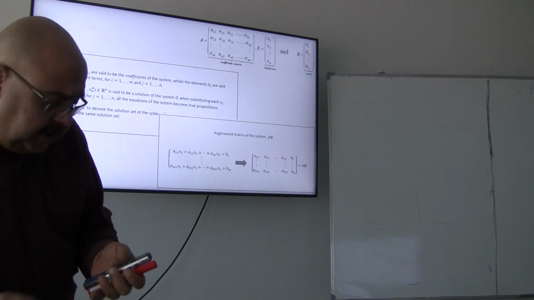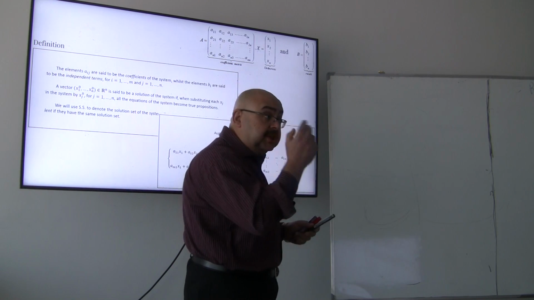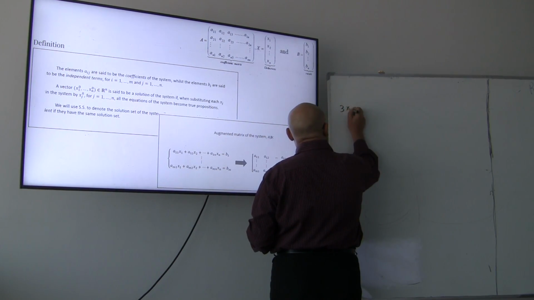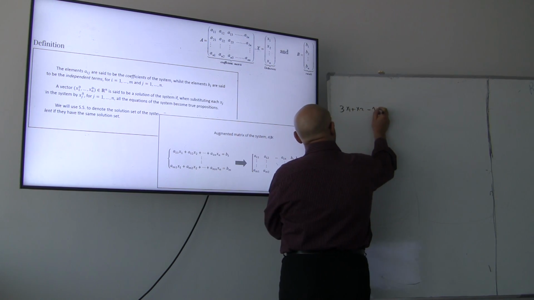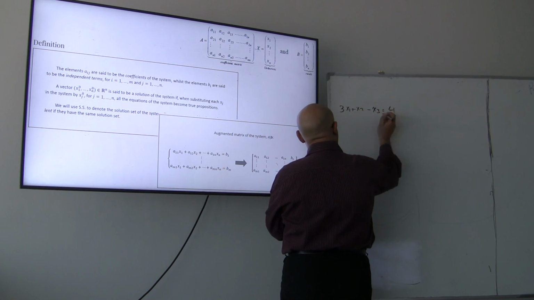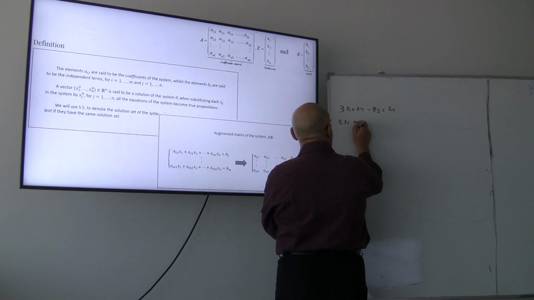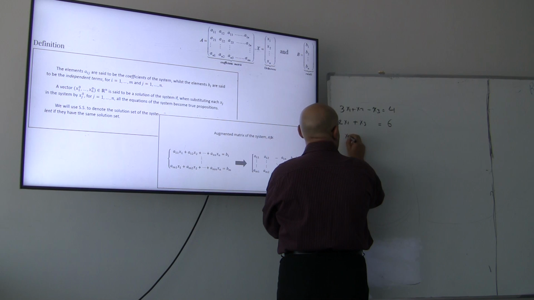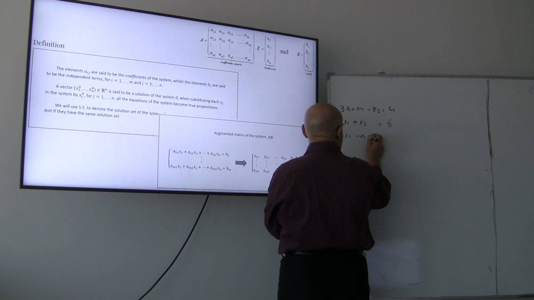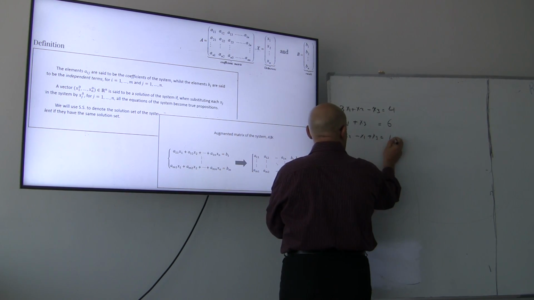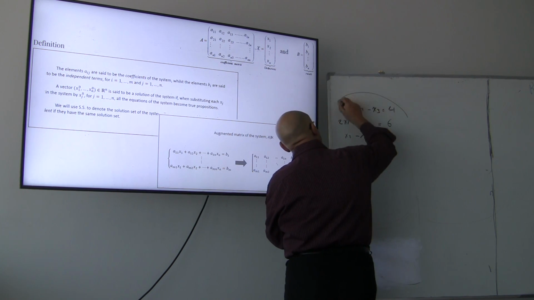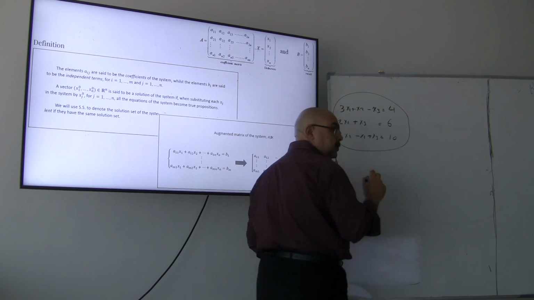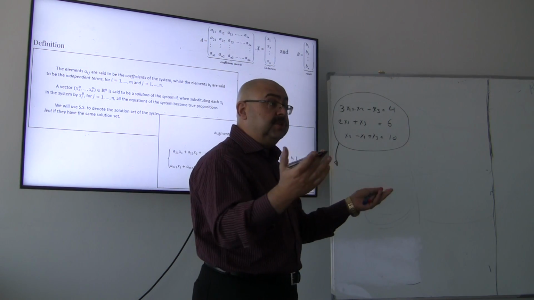I feel it's also better to explain it on equations in front of you with numbers. Let's say, get back to 3x1 plus x2 minus x3 equals 4. 2x1 plus x3 equals 6. x2 minus x1 plus x3 equals 10. I want to put this system of equations in a matrix form. Any help? Any suggestions?